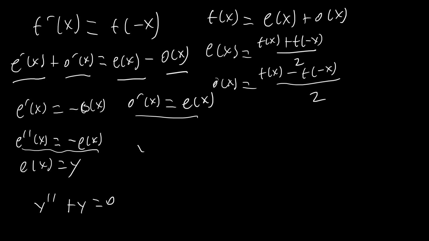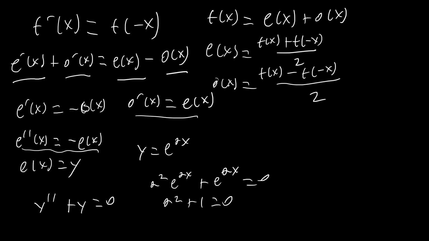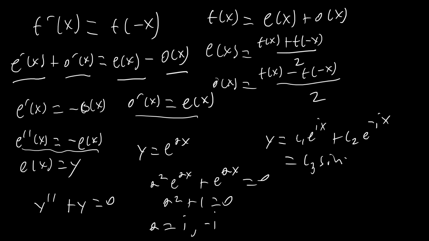To solve this, we'll just set y equal to e to the ax. And we'll find that a squared e to the ax plus e to the ax equals 0, or a squared plus 1 equals 0. So a is i, or negative i. And so we can reorganize, since we know that y is going to equal c1 e to the ix plus c2 e to the negative ix. We can also write this as c3 sine of x plus c4 cosine of x.